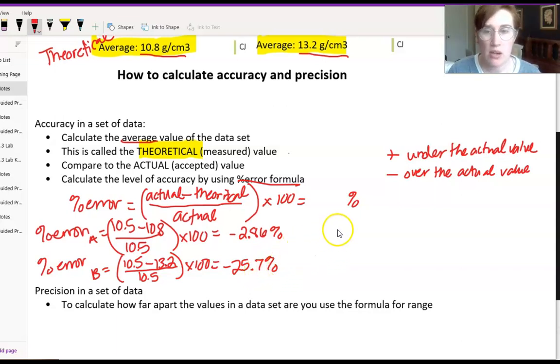That's a huge amount. In fact, if you have a percent error that is between plus or minus 5%, that is considered a good percent error. If it's off by more than 5%, we would say that their data are inaccurate.